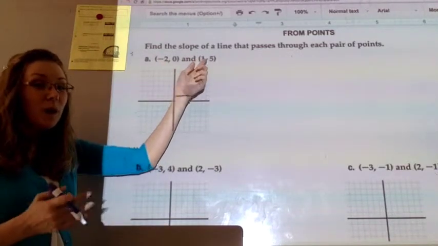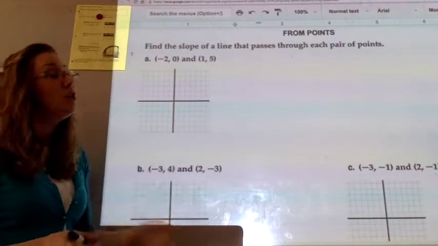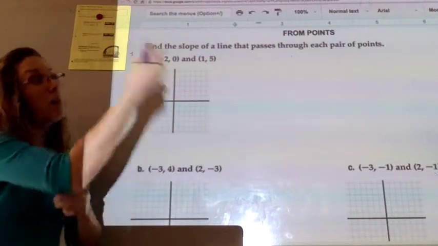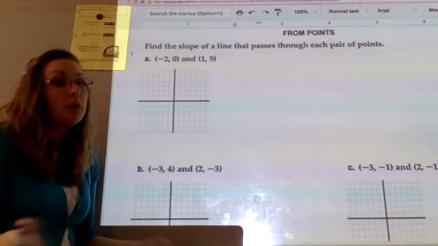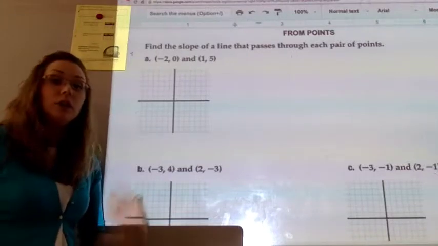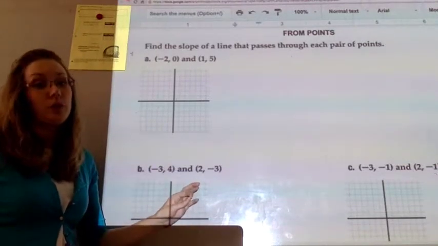But what if one of your coordinate pairs had like a 52 in it? You don't want to graph that over 3 up 52. That's going to take a long time, and you're probably not going to have graph paper big enough. So instead, we need a different strategy, okay?